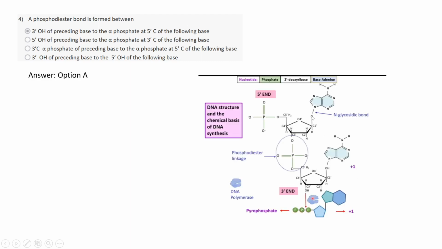So here you can see that this is one nucleotide subunit, and this is the incoming nucleotide. Okay, so at the 3' end of the ribose sugar of the current preceding base, the phosphodiester bond is formed by the 5' phosphate of the incoming nucleotide. The 5' phosphate which is attached to the ribose sugar at the fifth carbon position makes a phosphodiester bond at the third carbon position of the ribose sugar of the already present nucleotide. So this option is correct. 3' OH of the preceding base to the alpha phosphate of the 5' of the following base.